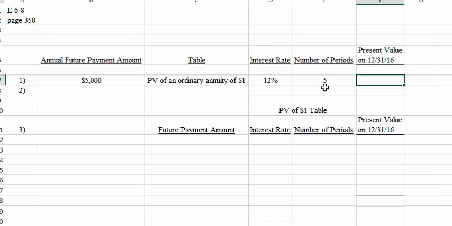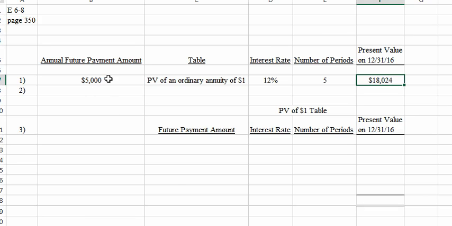So what we'll do is come across to 12% and down to 5 periods on the present value of an ordinary annuity table, and I get 3.60478. We're going to multiply that by the amount of the annuity each year, $5,000.